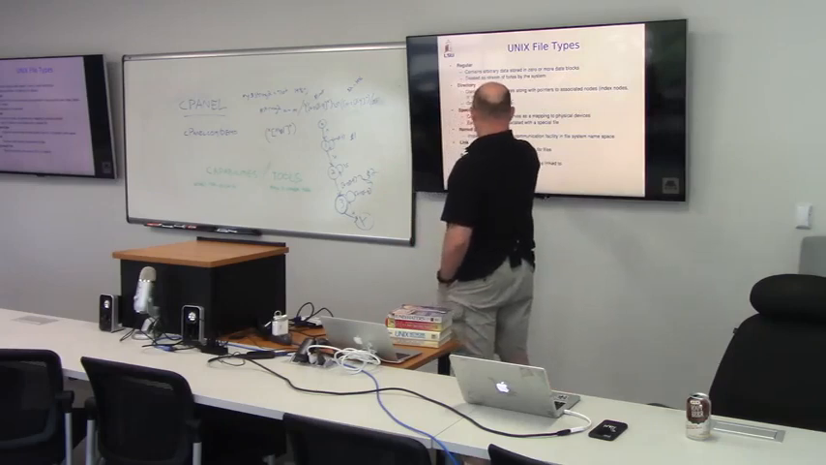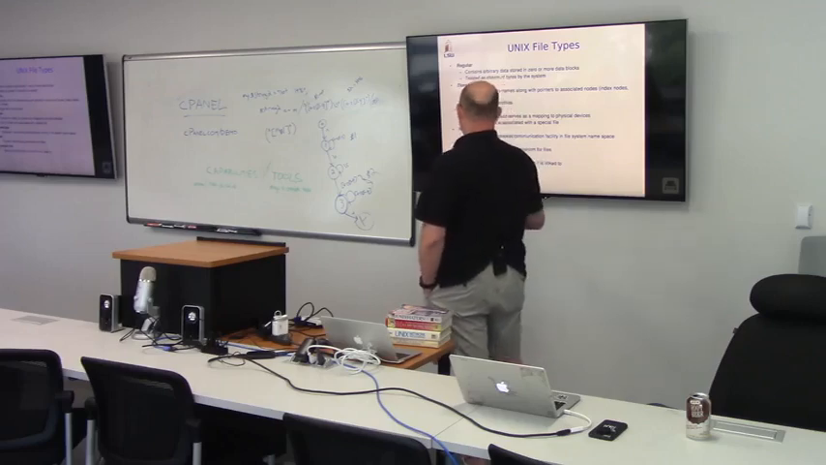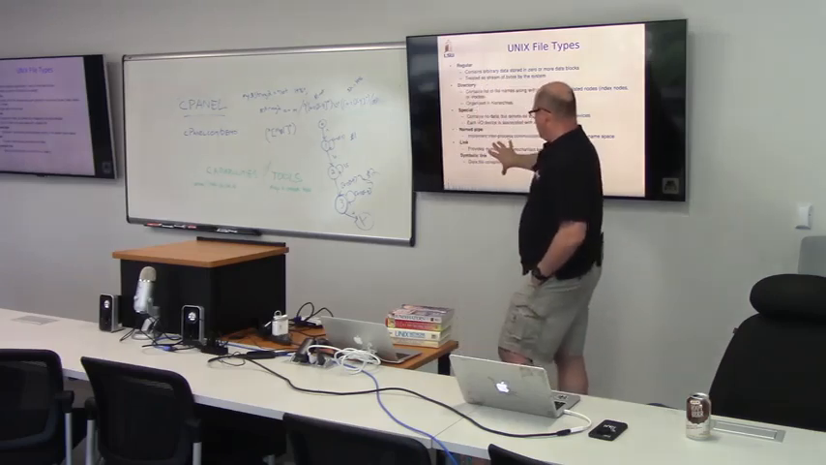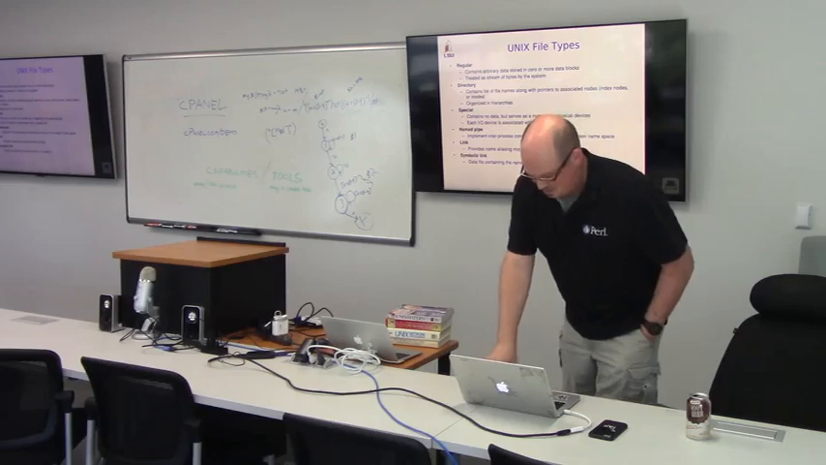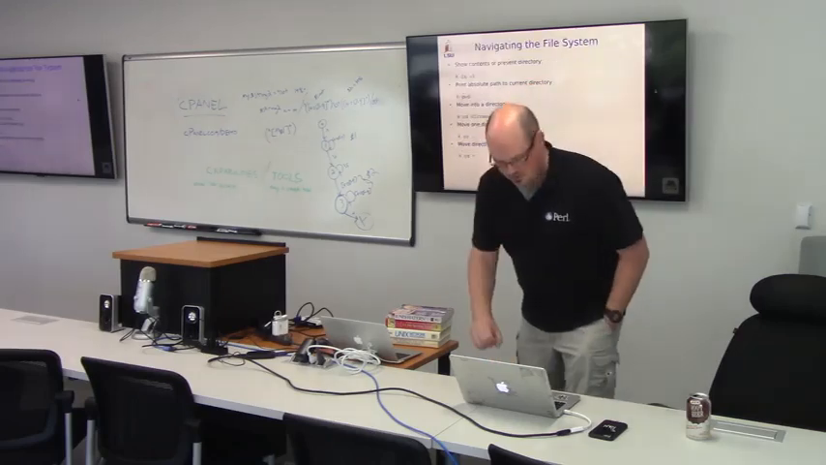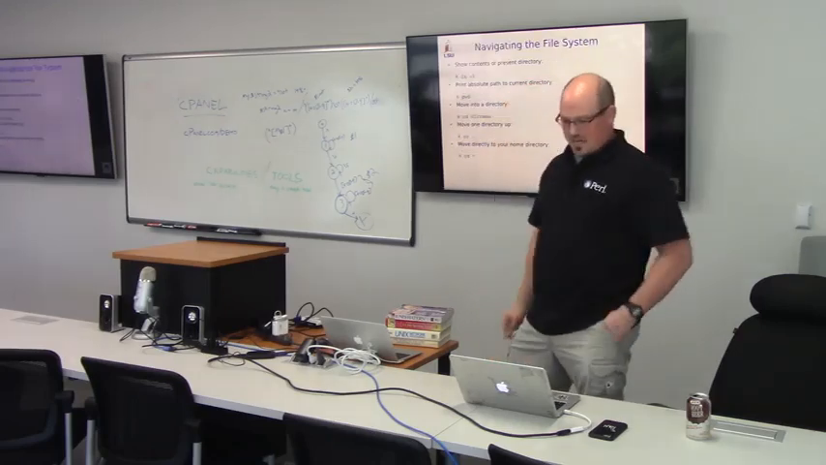A link is an alias for a file that's used a lot. A symbolic link is another way to link files. I don't really know the difference between the two, but I know they exist. Plus, that's a little too much for us to go into anyway. All right, navigating the file system.